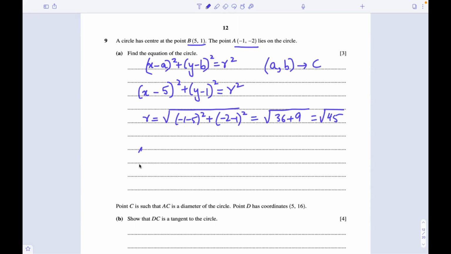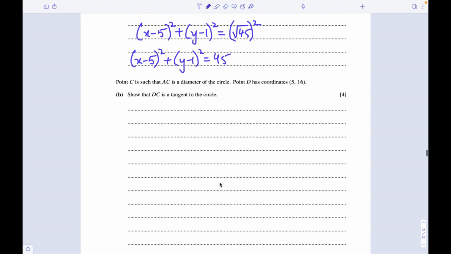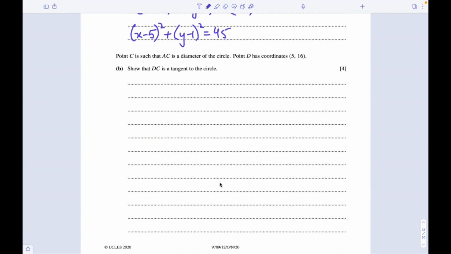So the equation would become x minus 5 whole squared plus y minus 1 whole squared is equal to square root 45 whole squared, and cancelling out the square root with the square, we have x minus 5 whole squared plus y minus 1 whole squared is equal to 45. In the next part, we have a point C such that AC is the diameter of the circle. Point D has coordinates 5, 16. We have to show that DC is a tangent to the circle.